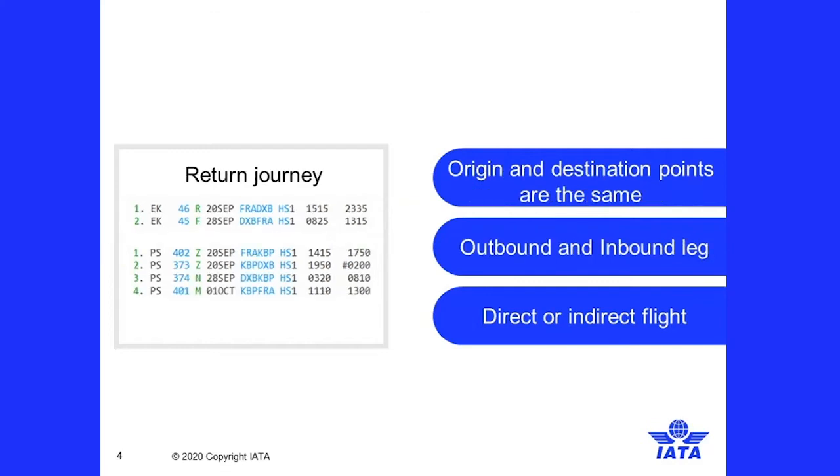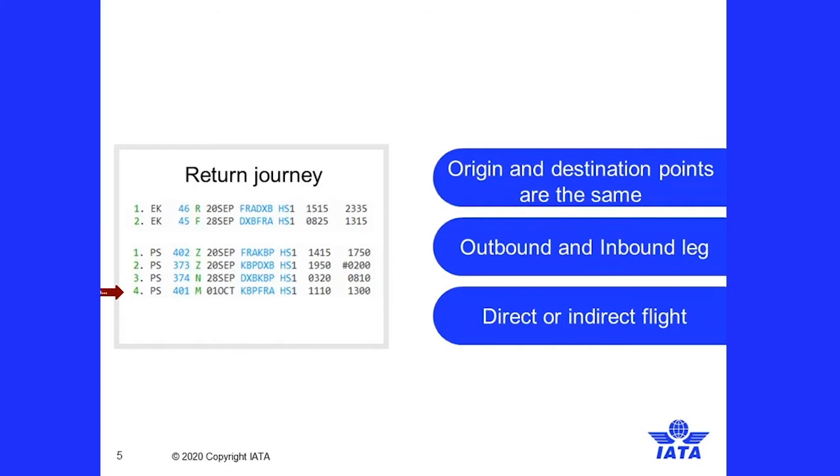For any kind of return journey, the origin and destination points are the same. If they're not the same, we might have some open jaw section. We don't have any surface transportation within this journey. Everything is covered by air travel. Frankfurt to Dubai, Dubai to Frankfurt. Or Frankfurt to Kiev, second line Kiev to Dubai, third line Dubai to Kiev, Kiev to Frankfurt.